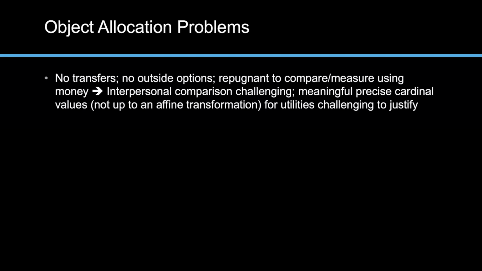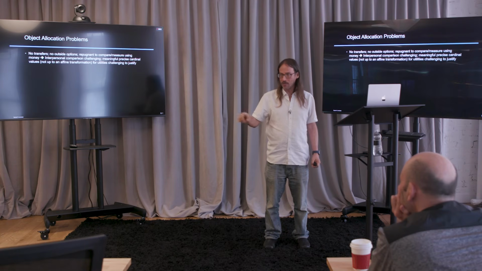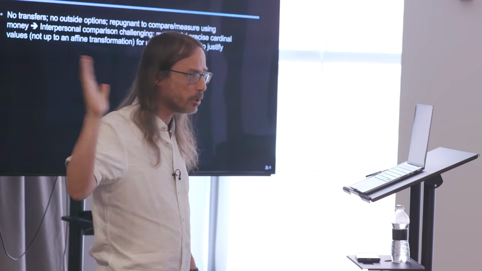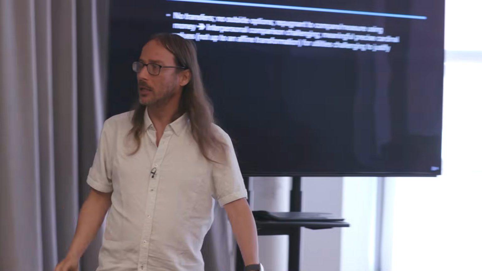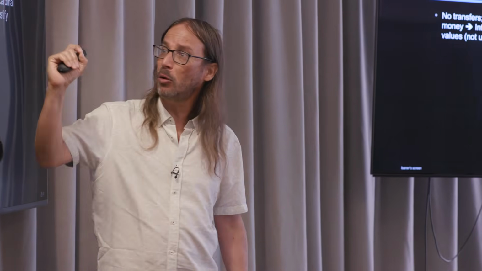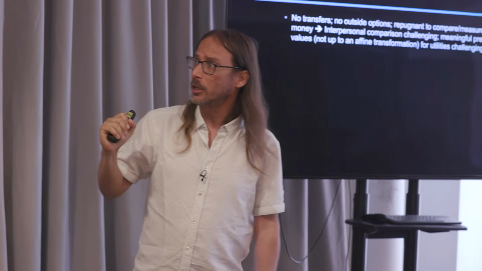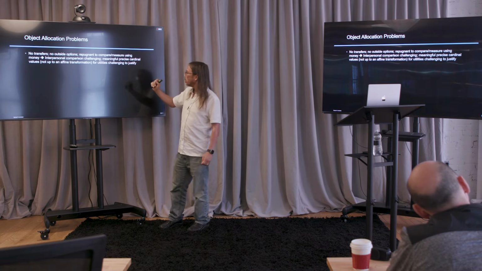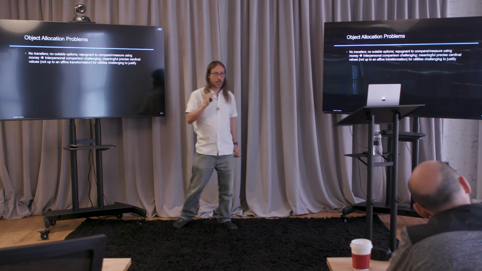So for our application, we go to a setting where we have no transfers, no outside options. Not only are there no monetary transfers, but it's repugnant to compare or measure using money. If you go to City Hall and tell them, I want to allocate students based on how much they would have been willing to pay to get to that school if you had charged them, they would throw you out very, very quickly. So it's a context in which it's repugnant to even measure using money, which means that interpersonal comparison is very challenging. Meaningful, precise cardinal values for utilities are very challenging to justify.